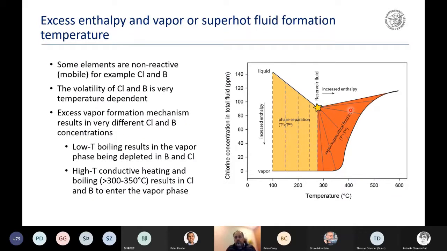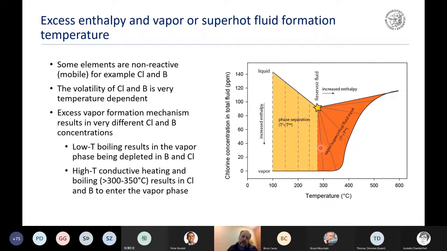So I'm going to show you these two examples and just how they work with some examples from Iceland or application. And the first is to use chlorine and boron as the elements that are non-reactive. And these are the volatility of these two elements. They are temperature dependent exactly in the range where we go from what we would call a conventional subcritical geothermal system towards something that we would call a supercritical or superheated or super hot fluid.